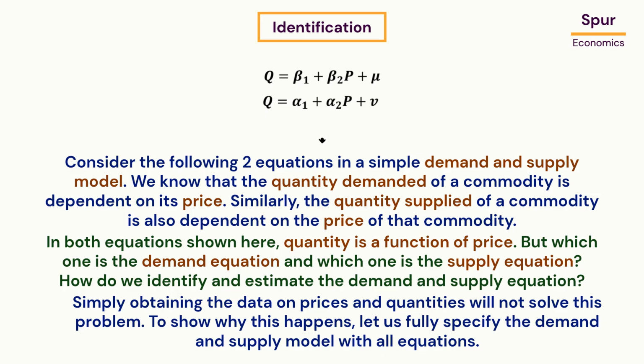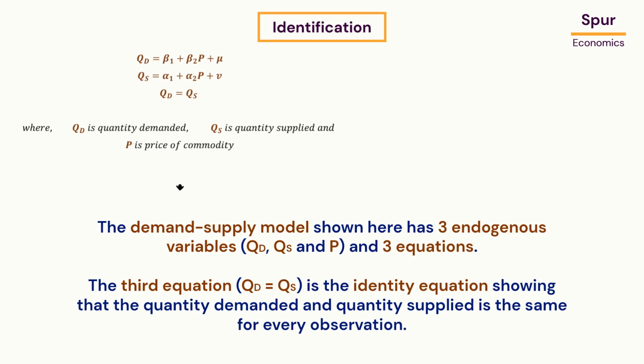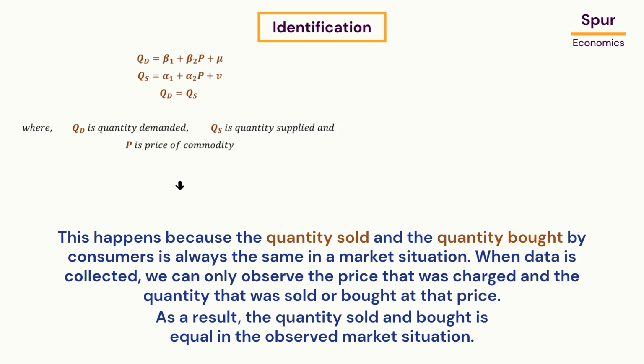To show why this happens, let us fully specify the demand and supply model with all equations. The demand-supply model shown here has 3 endogenous variables and 3 equations. The third equation is the identity equation showing that the quantity demanded and quantity supplied is the same for every observation. This happens because the quantity sold and the quantity bought by consumers is always the same in a market situation. When data is collected, we can only observe the price that was charged and the quantity that was sold or bought at that price. As a result, the quantity sold and bought is equal in the observed market situation.